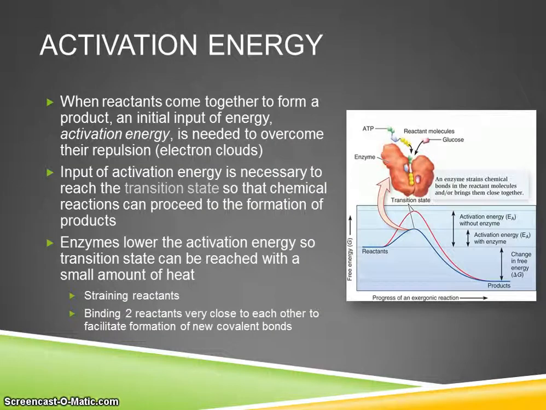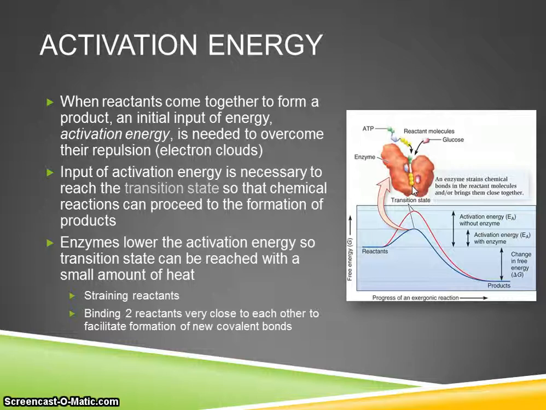So the question here is, how can an enzyme speed up the rate of a chemical reaction? So let's take a look at activation energy. When reactants come together to form a product, an initial input of energy, known as the activation energy, is needed to overcome their repulsion, which is formed by their electron clouds. So when reactants come together, which we can see in this diagram right here, an initial input of energy, which is the activation energy, is needed to overcome their repulsion.